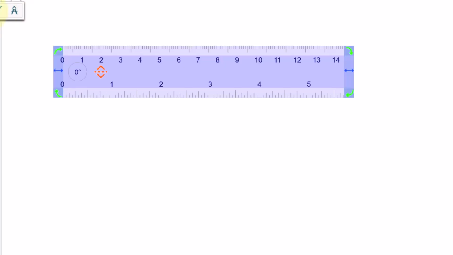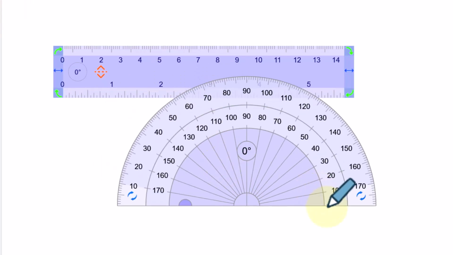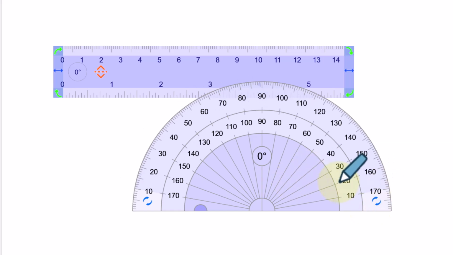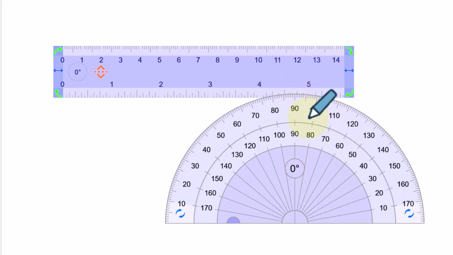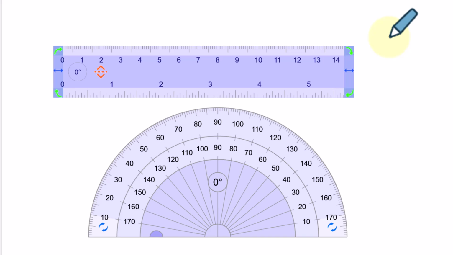So 245, let's get our ruler and our protractor first. If you look at your protractor, the highest angle you can measure is 180. After 170, 180 is on the zero line. So there's nothing like 245. So what you need to do first is to do your subtraction.